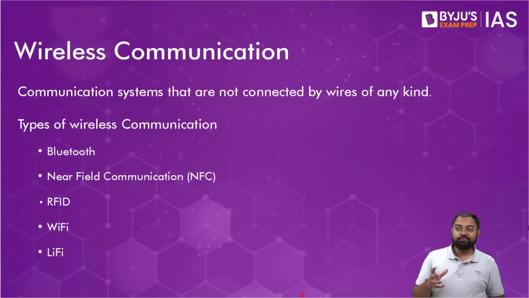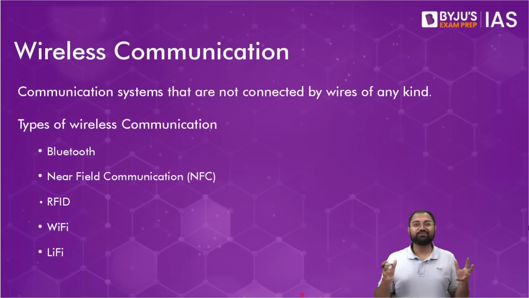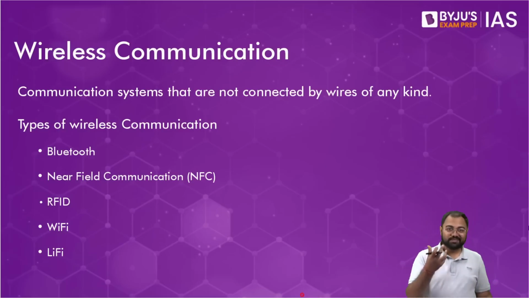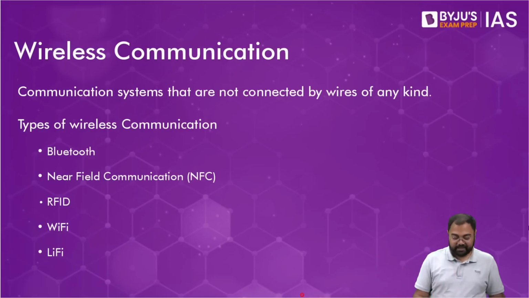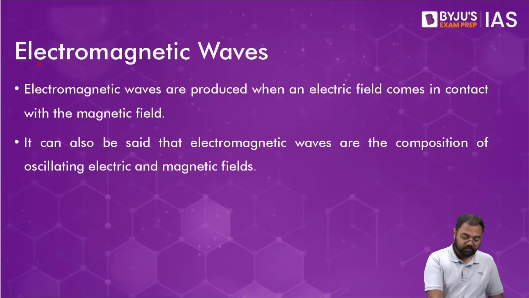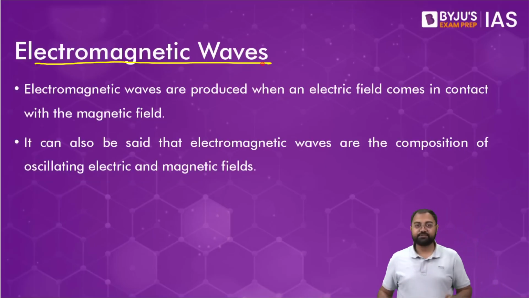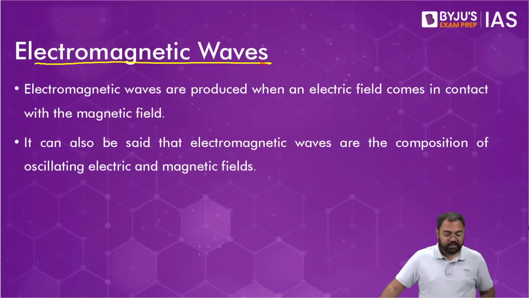Now, how do we implement wireless communication? Where in science do we find the means to implement wireless communication? That basically comes from electromagnetic waves. Wireless communication is based on electromagnetic waves. Now, understand some of the important properties of electromagnetic waves. Why are we using electromagnetic waves here?